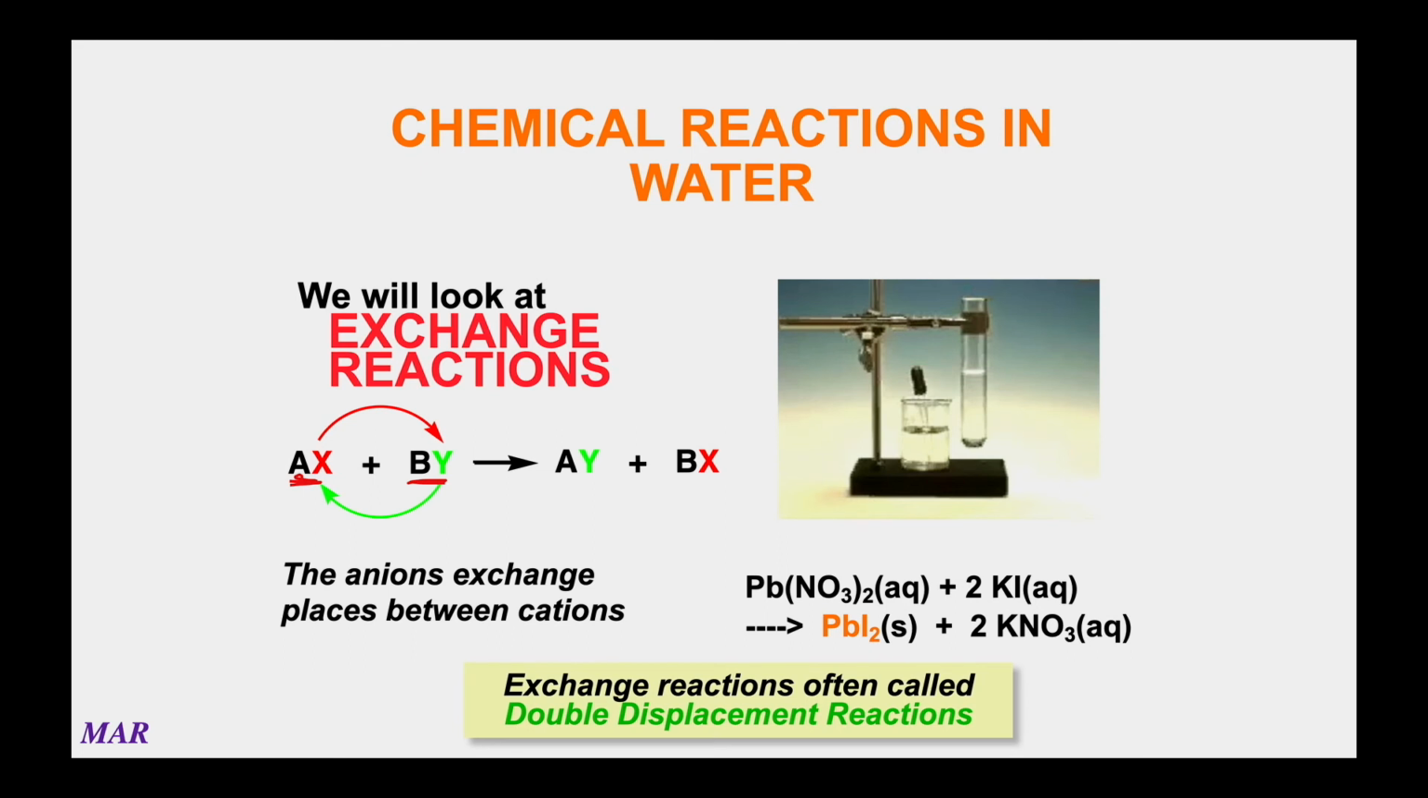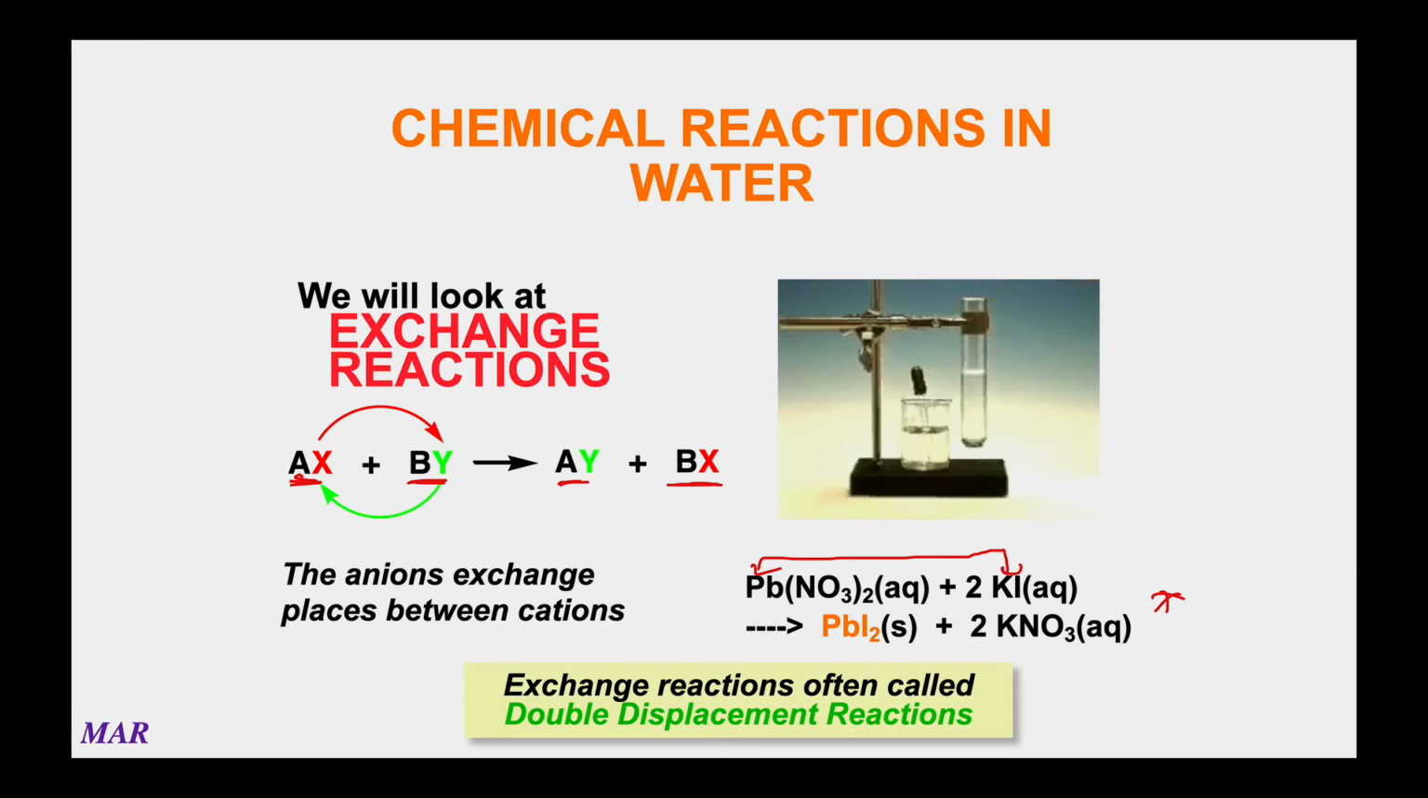So instead of A dancing with X, A ends up dancing with Y, and B, instead of dancing with Y, ends up dancing with X. So an exchange is literally like a type of a dance where you trade partners. This is a chemical version of that process down there, Pb(NO3)2 plus 2KI, making PbI2 plus 2KNO3. What happens is the lead and the potassium trade places. Lead ends up dancing with iodide, potassium ends up dancing with nitrate.